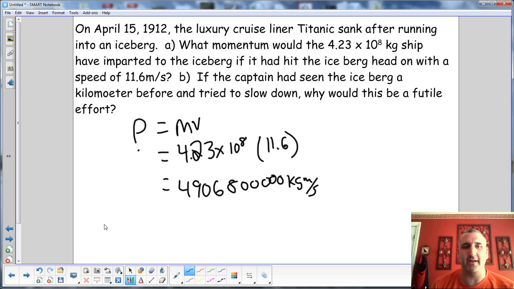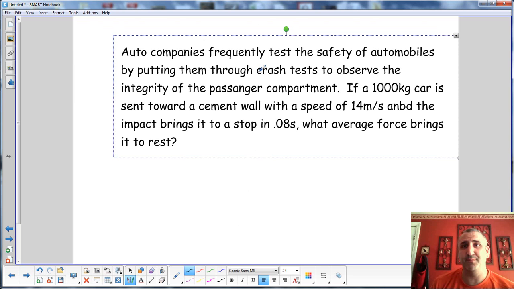Alright, so auto companies frequently test the safety of automobiles by putting them through crash tests to observe the integrity of the passenger compartment. If a 1,000 kilogram car is sent towards a cement wall with a speed of 14 meters per second, and the impact brings it to a stop in 0.08 seconds, what force brings it to a rest?